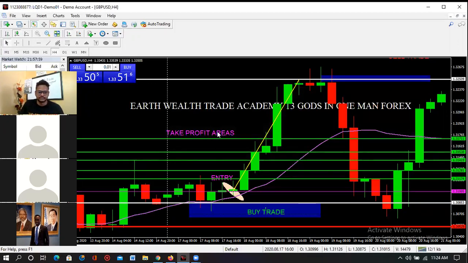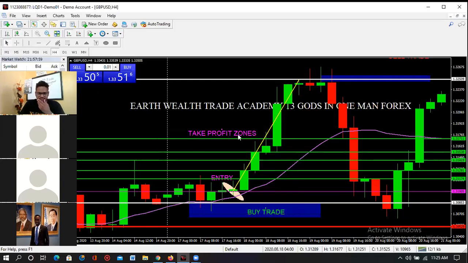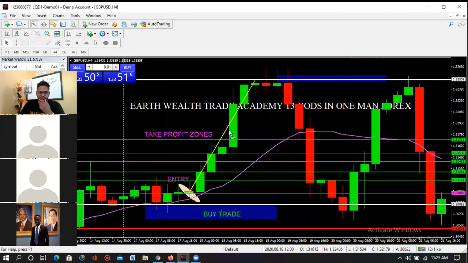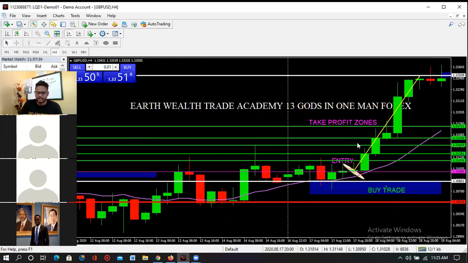All these right here are take profit areas. And if you don't want to use that word, you can use this word. Most times they use this word in Forex: zones. All these can be your take profit area zones, or your take profit zones right here.